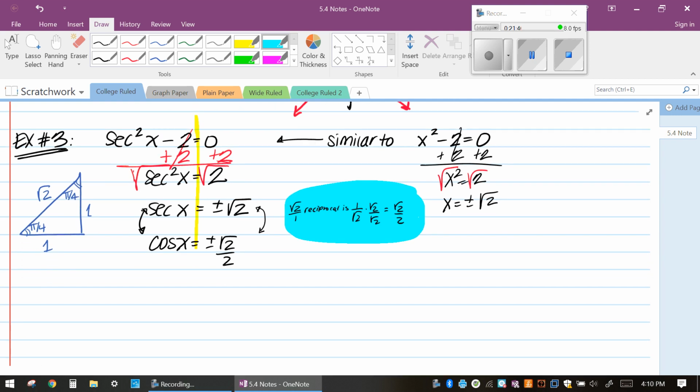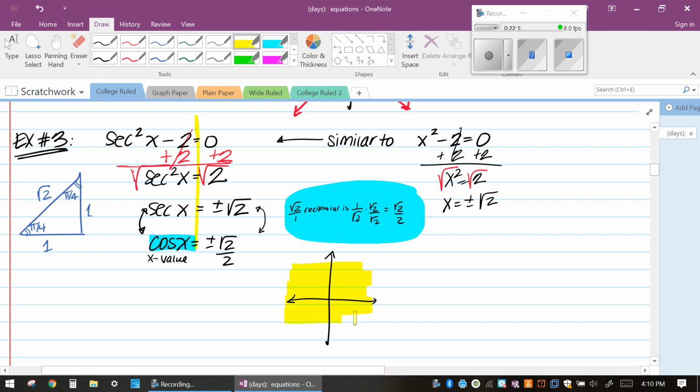I like to stick to using just sine and cosine, so I'm going to stick to this one. Now, cosine, they're saying that it could be positive or negative. So whenever you see plus or minus, you have to ask yourself, in which quadrants is that trig function positive and in which quadrants is it negative? Cosine is your x value. X values are positive in quadrants 1 and 4, and they're negative in quadrants 2 and 3.